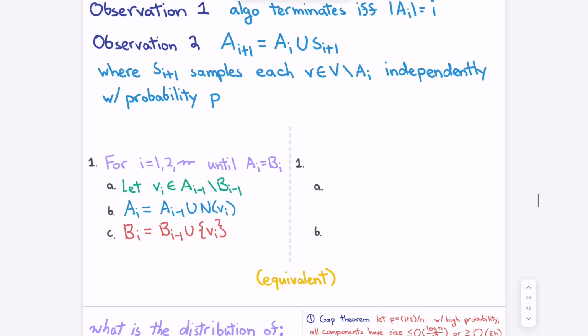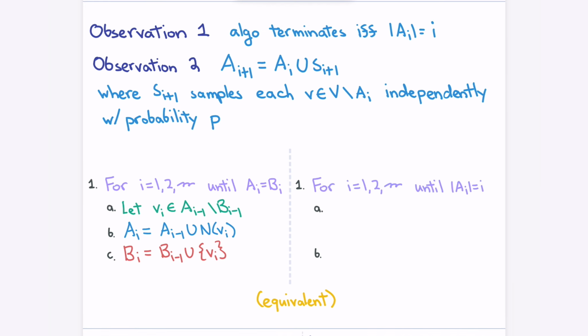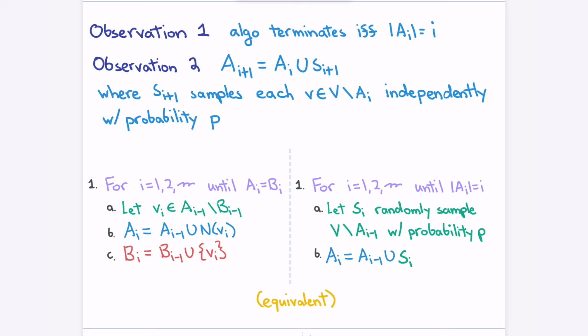Good. Now we can analyze this process, and it'll be equivalent. Originally I start with A0 equal to 1, and each round I'm just going to sample and add to A_i. I sample a set S_i. I start with A0 and sample S1 from all the vertices except my starting vertex. Then I add it and get my set A1. I check to see if A1 has more than one vertex. If A1 only has one vertex, I'm done. Otherwise I move on to round two.